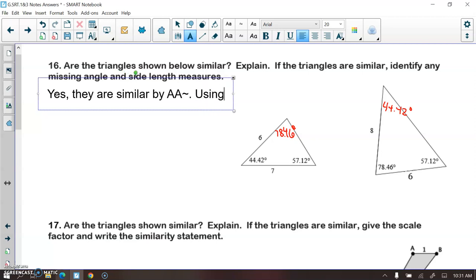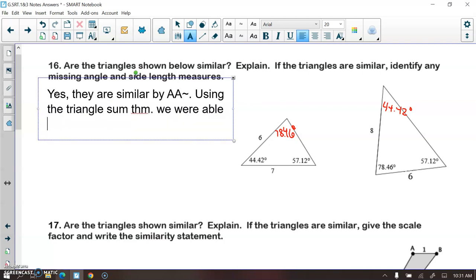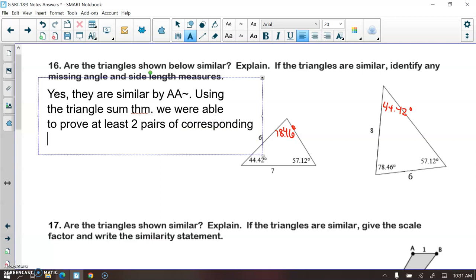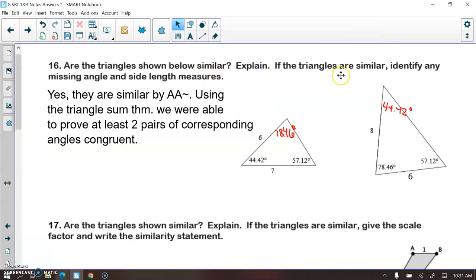I'm also going to explain some more. Using the triangle sum theorem, we were able to prove at least two pairs of corresponding angles congruent. All right, so that answers the first part of the question. The second part of the question states, if the triangles are similar, we're going to identify any missing angles, which we already did, so we're good on that front. But then it also says identify any other side length measures.